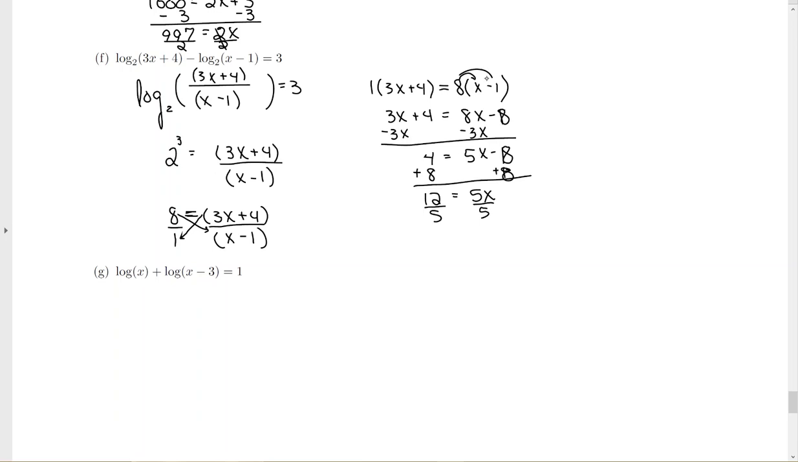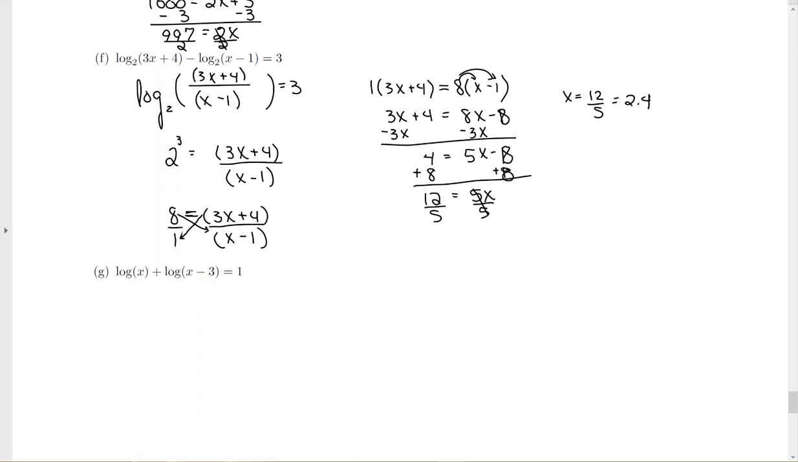Watch that distributive property. I mentioned it and then didn't do it myself. 8 times x, 8 times negative 1. All right, so I get x equals 12/5. And then convert that to a decimal, 2.4.